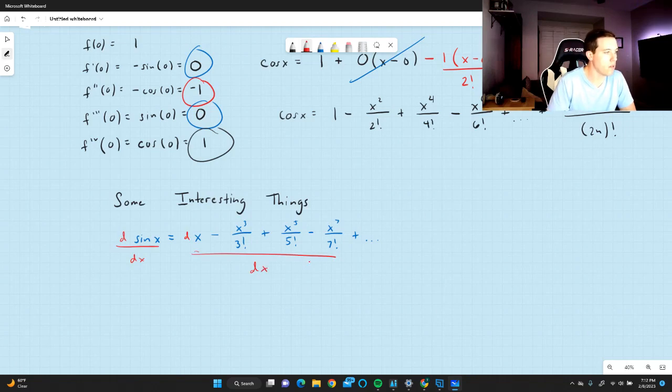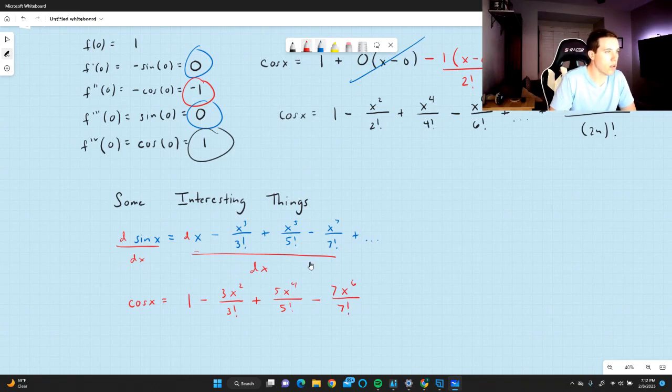Well, what is the derivative of sine? It's cosine. What is the derivative of each of these term by term? Derivative of x, 1. Derivative of this term is just a power rule. So put the 3 in front, decrease the power by 1. Plus, same rule, power rule. Put the 5 in front, decrease the power, over 5 factorial. Minus, what happens? Put the power in front, decrease the power.